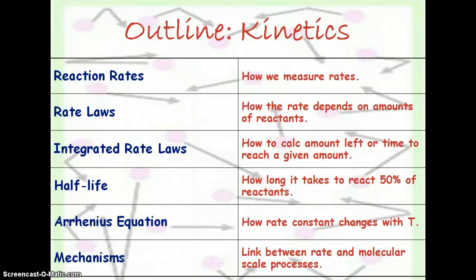Okay, here's a little outline about everything that we're going to learn about in kinetics. Reaction rates, that is going to be how we measure the rates. Rate laws are how the rate depends on the amount of reactants. Integrated rate laws will be how to calculate the amount left or the time to reach a given amount. And then we'll also apply kinetics to half-life. The Arrhenius equation is going to show us how the rate constant changes with temperature. And then we'll have mechanisms finally, which will be the link between rate and molecular scale processes, exactly how this happens and why it takes as long as it does.